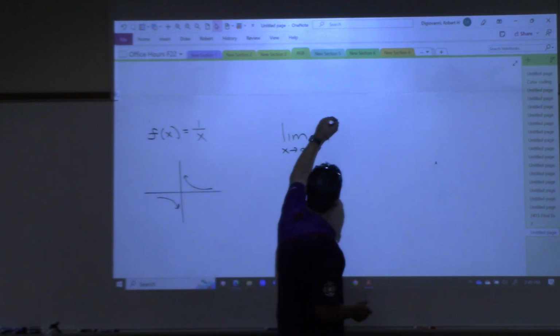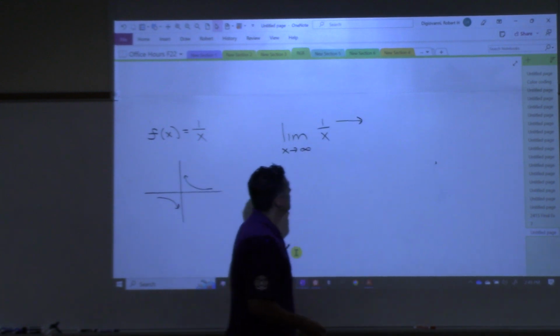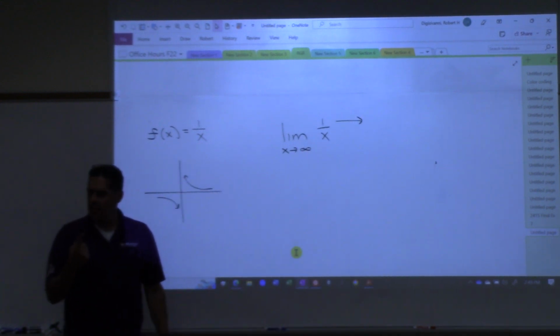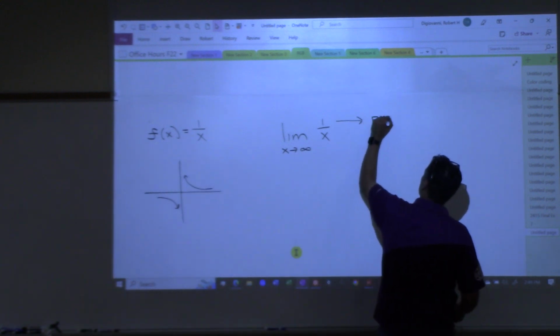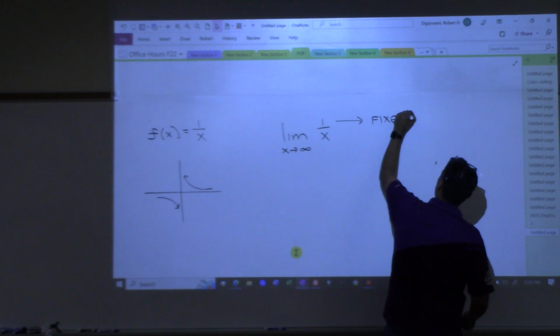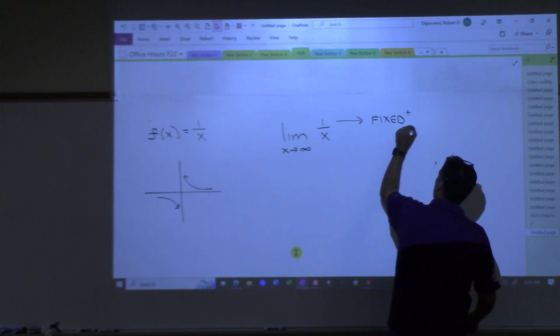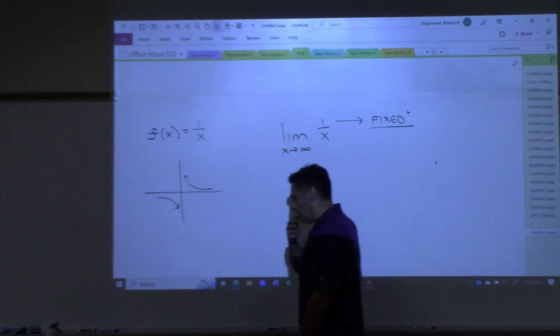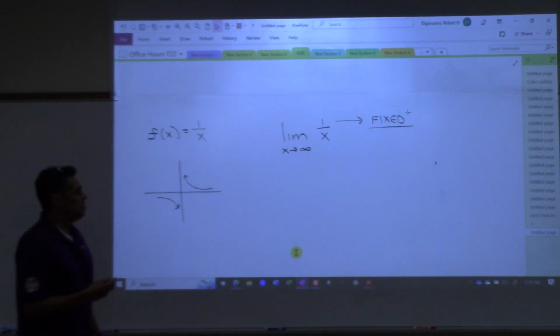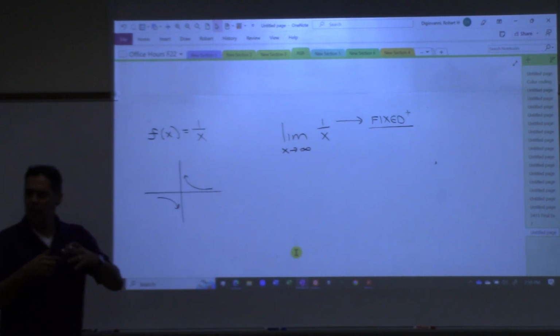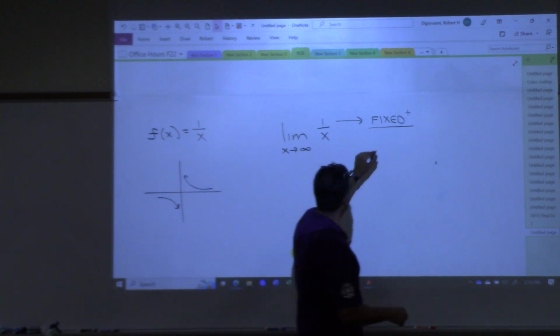So let's talk about it. What's happening on the top? Where's it going? 1, right? That's just staying 1. So would you all agree that the numerator is fixed, and it's positive? And then on the bottom, where's it going? To infinity, right? It's getting bigger and bigger and bigger. This is headed to infinity.